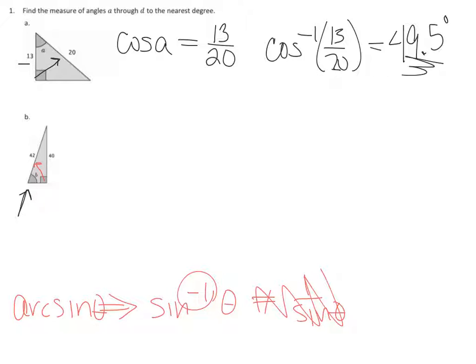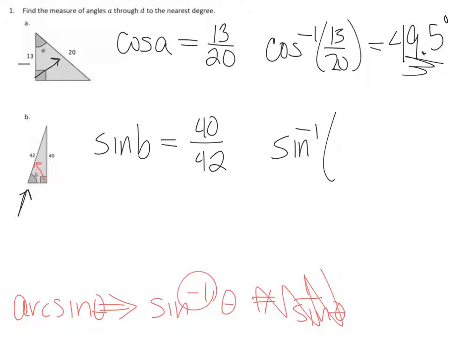So there's my hypotenuse, and I have an opposite and a hypotenuse. So I'm going to use sine of angle B equals opposite over hypotenuse. So that means arcsine of 40 over 42 equals sine to the negative 1, 40 divided by 42, enter, 72.2 degrees. Pretty simple? Yeah.